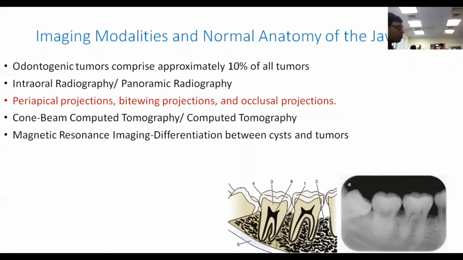Each and every one has its own advantage and disadvantage. If you are only concerned about the crown of the teeth, then you use bitewing projections. If you are concerned about the root of the teeth, then it is the periapical projection. If you are concerned about the surrounding anatomy of the bone as well, whatever is covered in that film, then you have to do occlusal projections. These are the typical projections used in intraoral radiography.